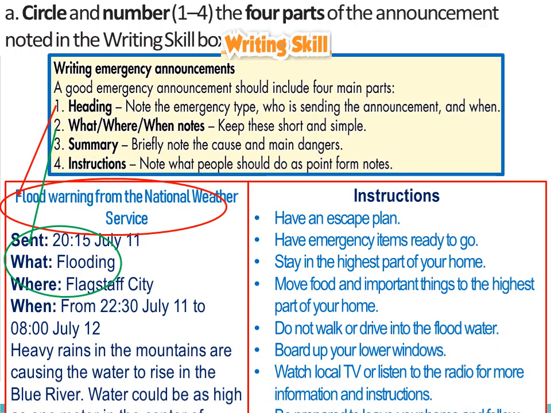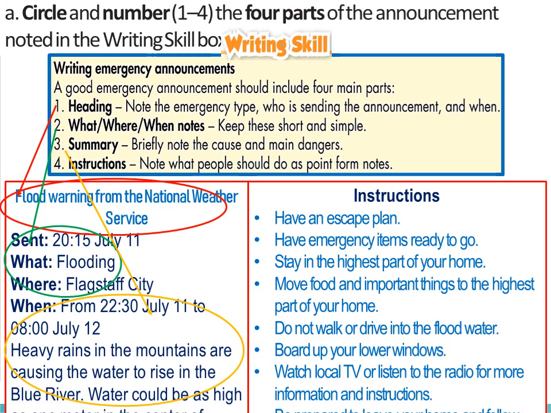How about number 3? It's about the summary. You briefly note the cause and main dangers of the disaster. Here you see, heavy rains in the mountains are causing the water to rise in the Blue River. Water could be as high as 1 meter in the center of Flagstaff City. We expect damage to buildings, houses, and cars.